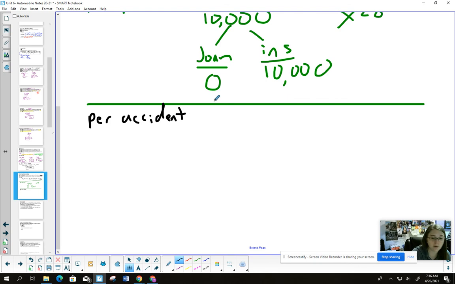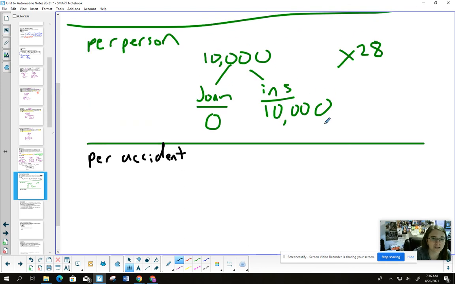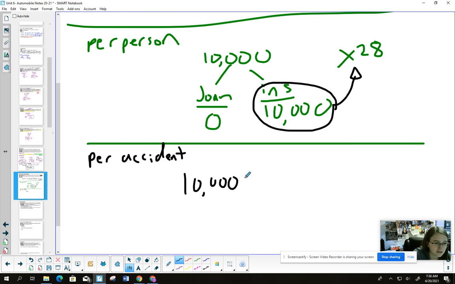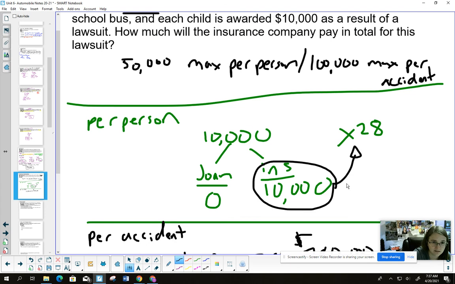Because on the per person level, it could look like everybody is covered by insurance. But if you look at the accident level, it's possible the insurance company's not going to pay all of it. So find the total for the accident. The insurance company is going to pay $10,000 for 28 people. How much is that total? Well, $10,000 times 28. So this is the total for the accident.